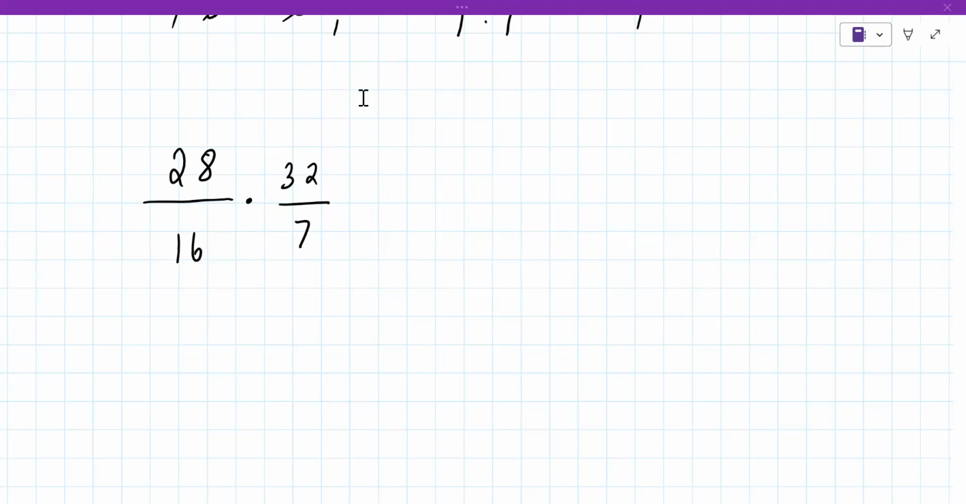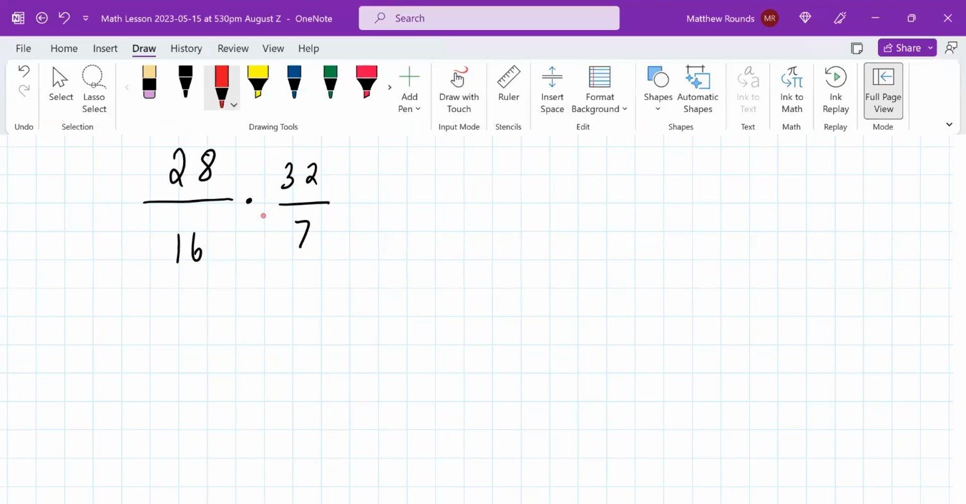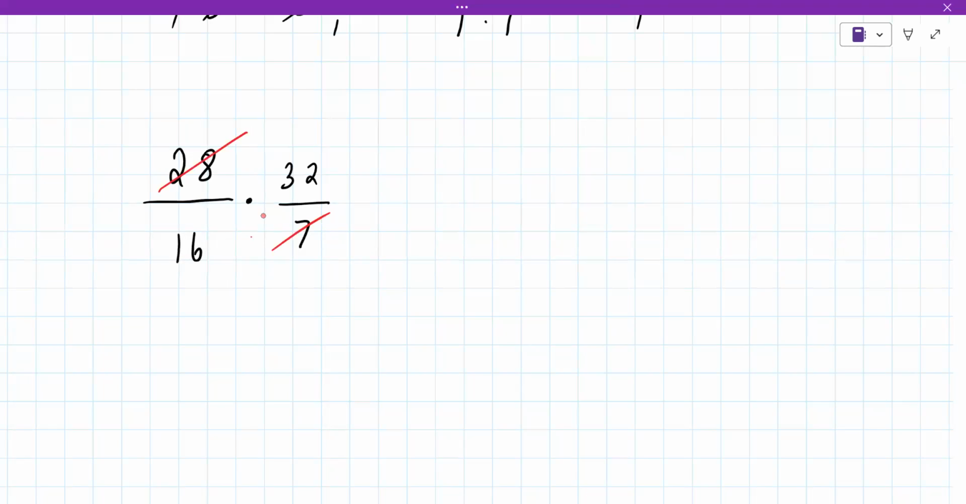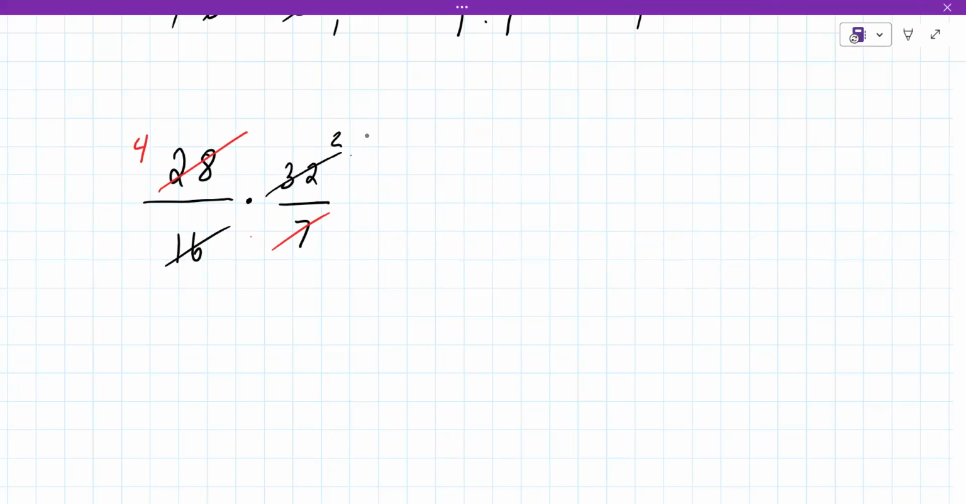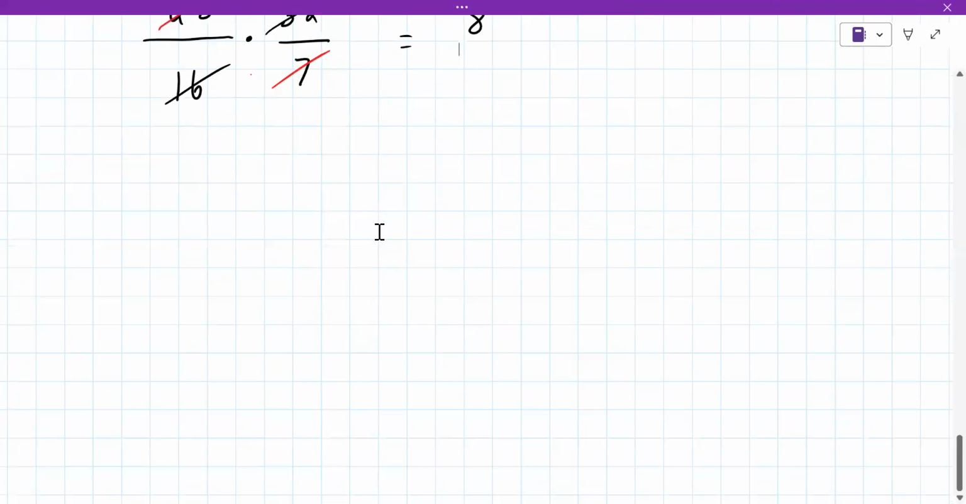12. Okay, so did you divide 28 by 7? Yeah. So that's 4 up there, hopefully. Yeah. And then did you go 16 into 32? Yeah, it goes in 2 times. So there it is. It's 8. Okay, new problem here for you to look at.